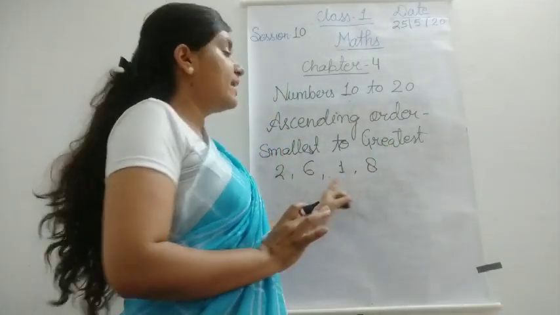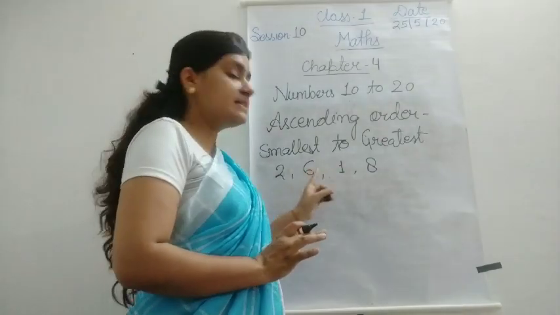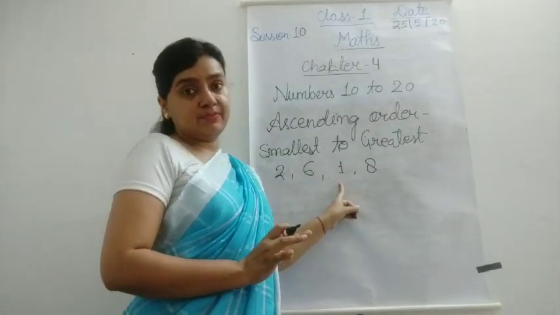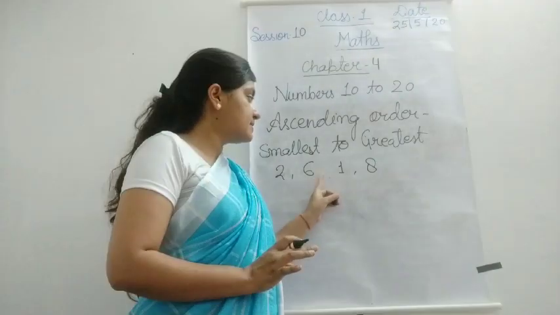Okay. Here, which one is the smallest number? 2. Is there any number which is smaller than 2? Yes, 1 is there. Then 6. Is there a number smaller than 6? 1 is there.